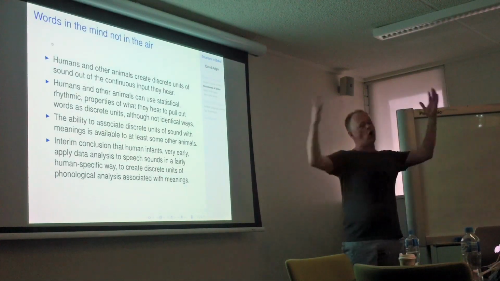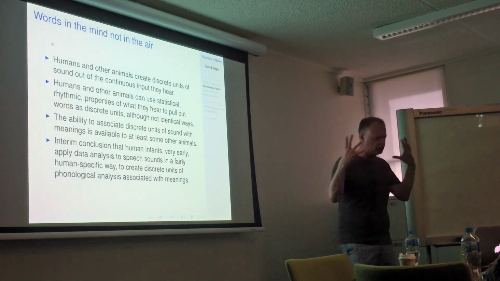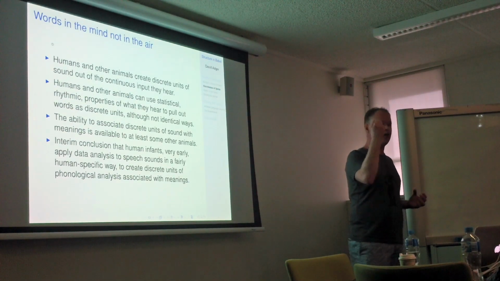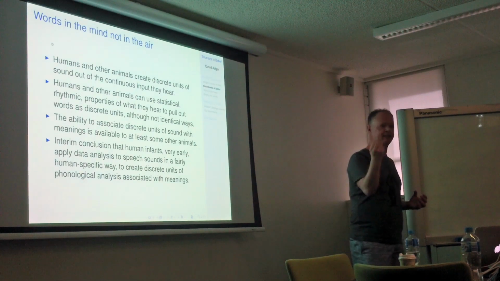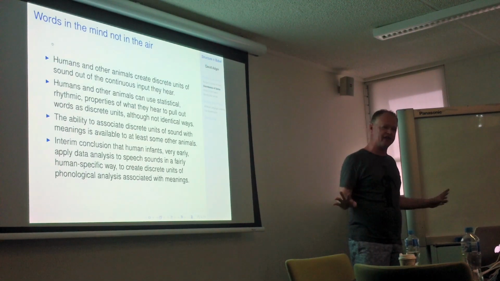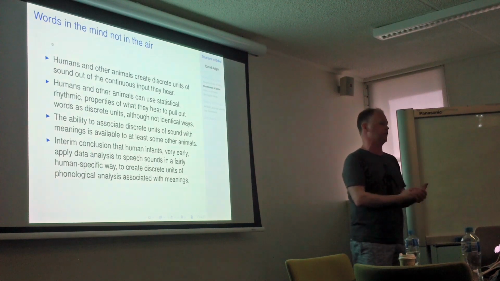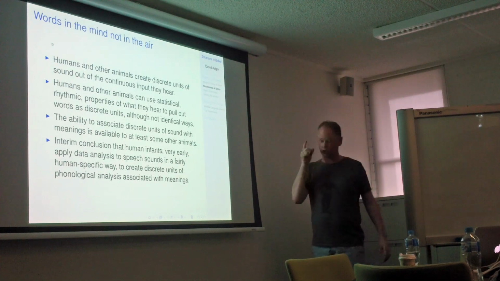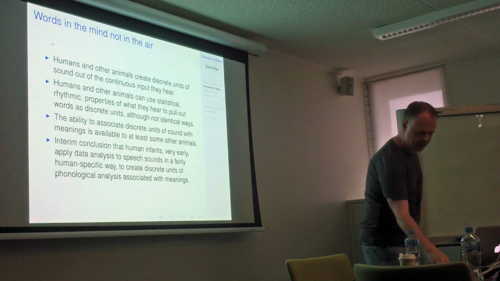Okay, so this all has two points, right? One point is that discreteness is crucial for human language. Human kids seem to impose discreteness upon continuous signals they're faced with, but it's not just humans that can do this. Other animals can do this as well. Those are the two major points here. So discreteness is the first thing.